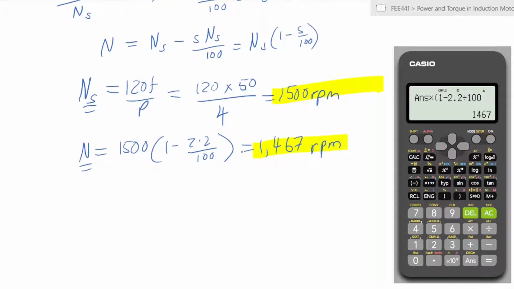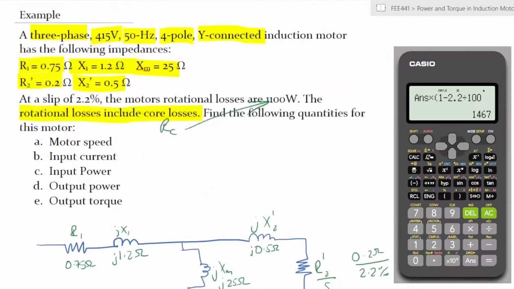So, as I said, those who will be going into industry, always remember the speed of an induction motor is only comparable to the frequency of that machine. So that's your motor speed.